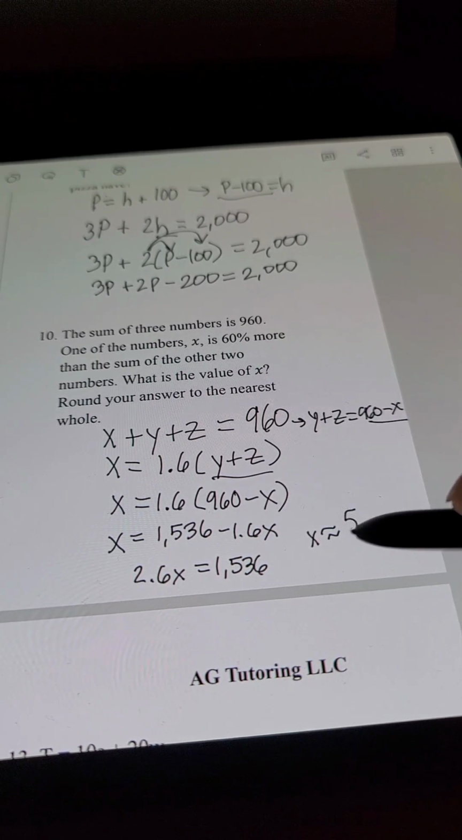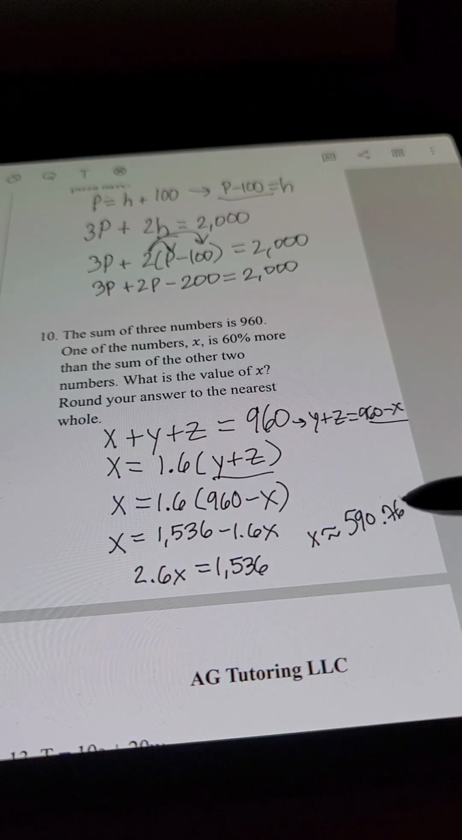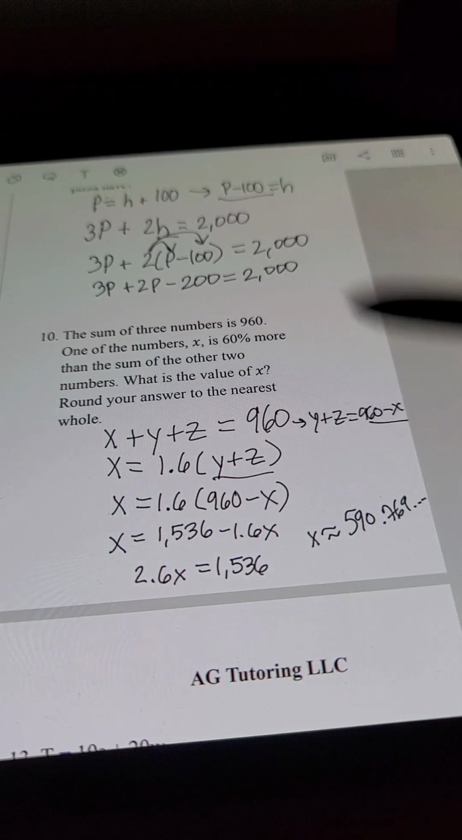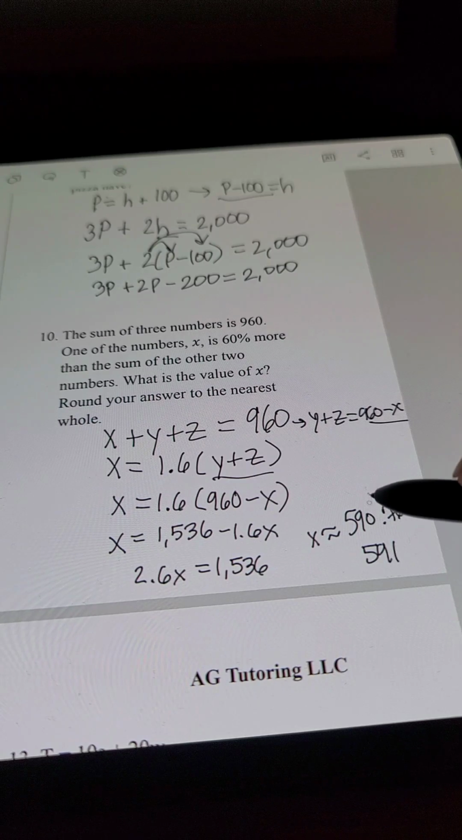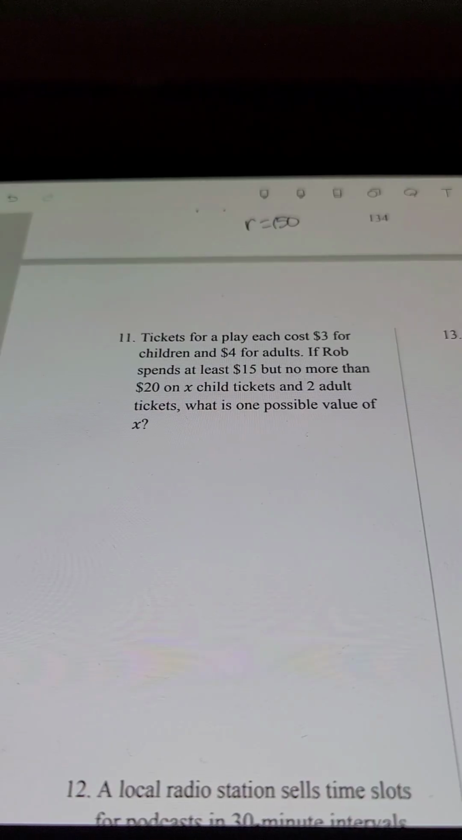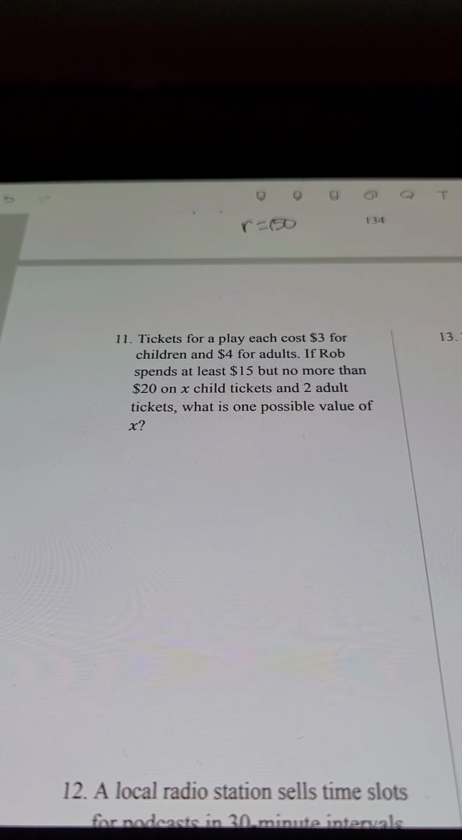I'm going to put approximately 590.769, and so on. But remember, it says round to the nearest whole. So I'm going to say that my answer is 591 because the nearest whole number is 591. Okay, pause to read number 11 if you haven't already.